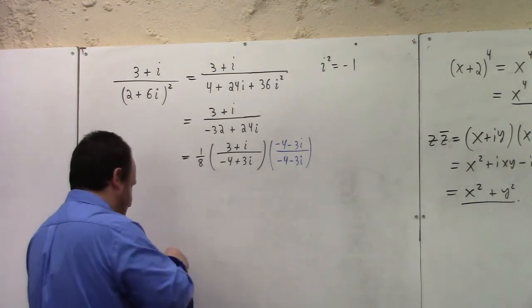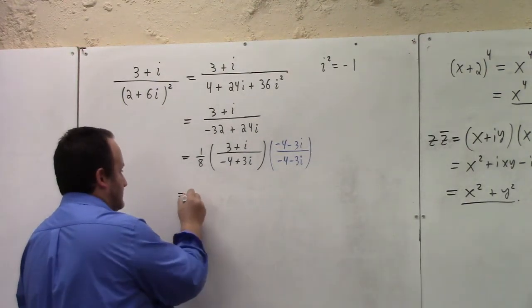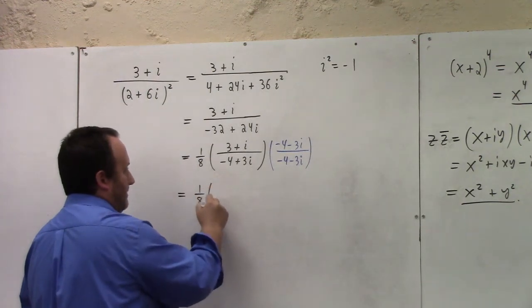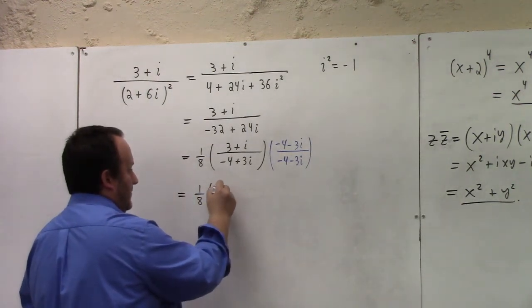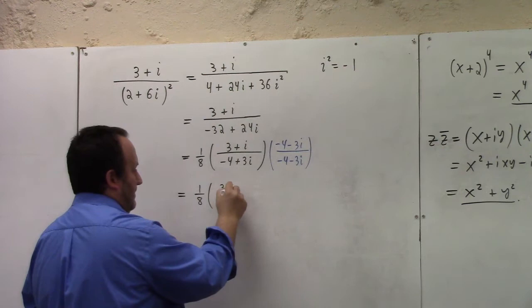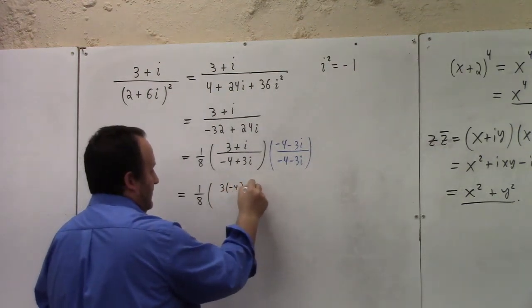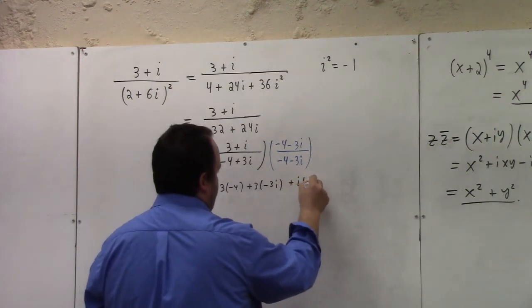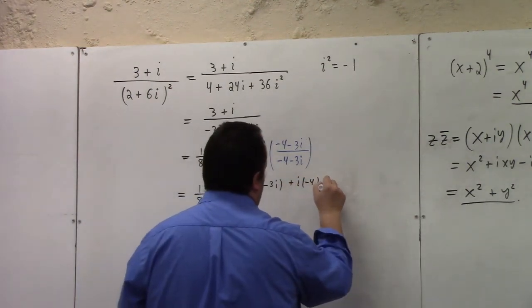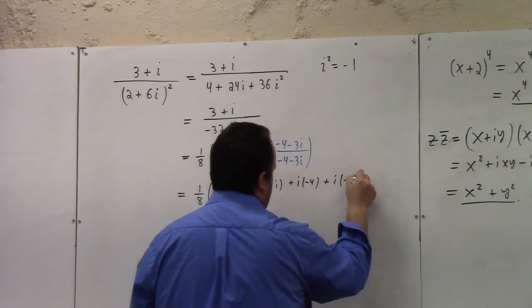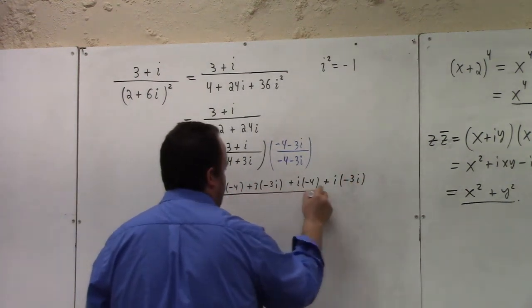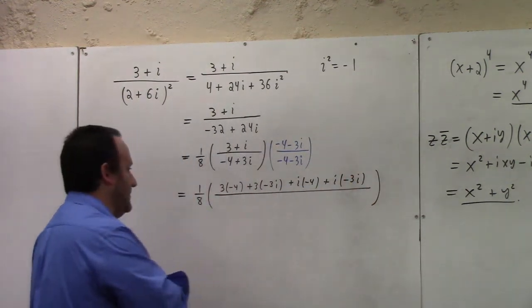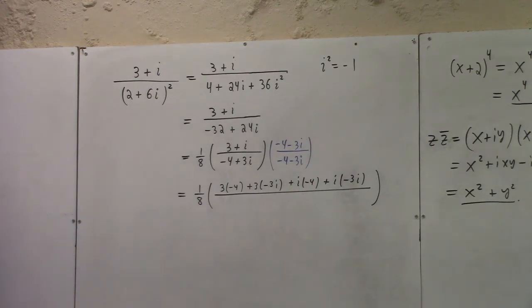And so what do we get? 3 times minus 4 plus 3 times minus 3i plus i times minus 4 plus i times minus 3i. There, I just distributed it all out for you to see in gory detail. And what happens when we multiply the denominators?